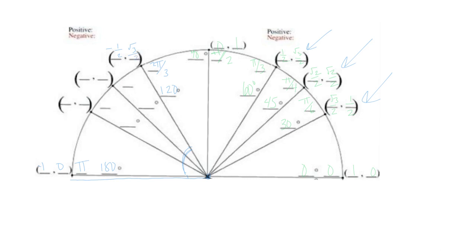Okay? Our next angle is going to have a reference of 45 degrees. So this is going to be the angle 135 degrees, or 3 pi over 4. And its terminal point is going to be negative root 2 over 2, comma, root 2 over 2. Okay, next angle is the one with the reference of 30. So this is going to be 150 degrees, or 5 pi over 6. And its terminal point is going to be negative root 3 over 2, comma, 1/2.